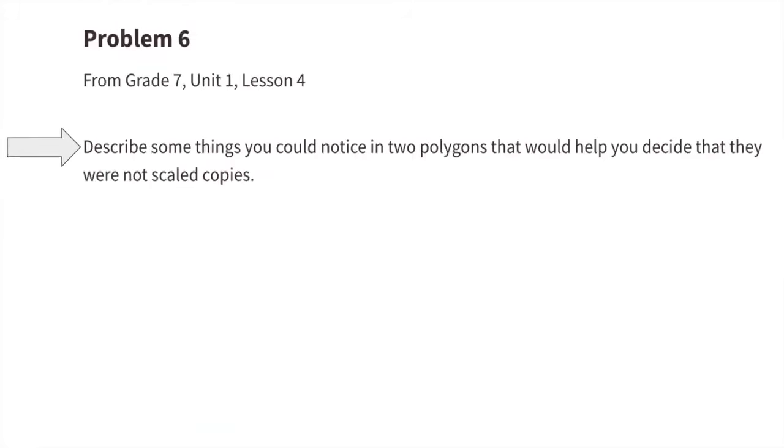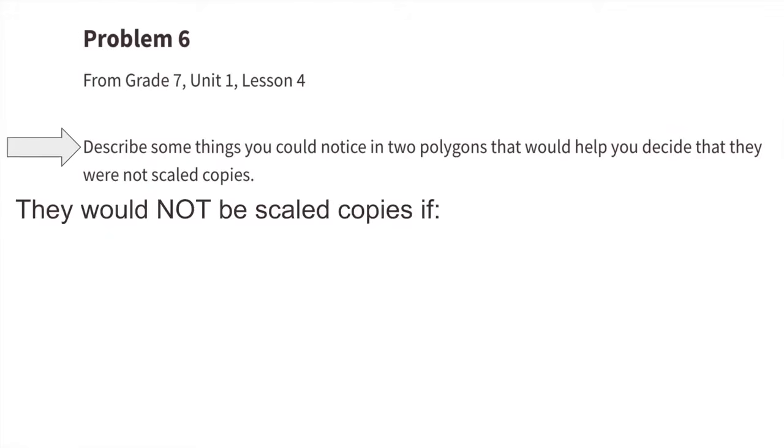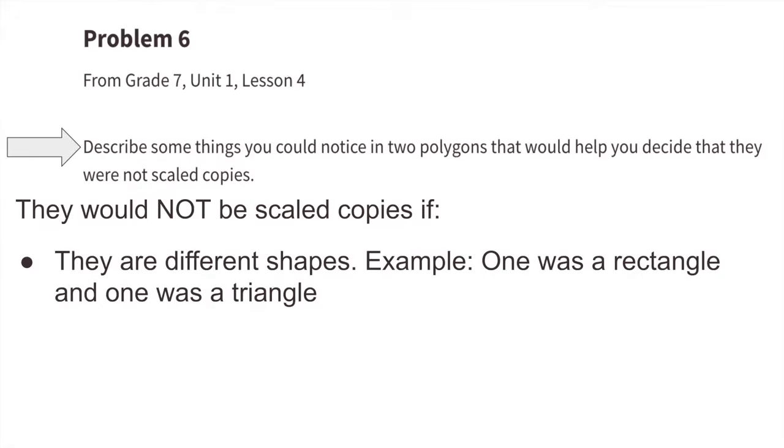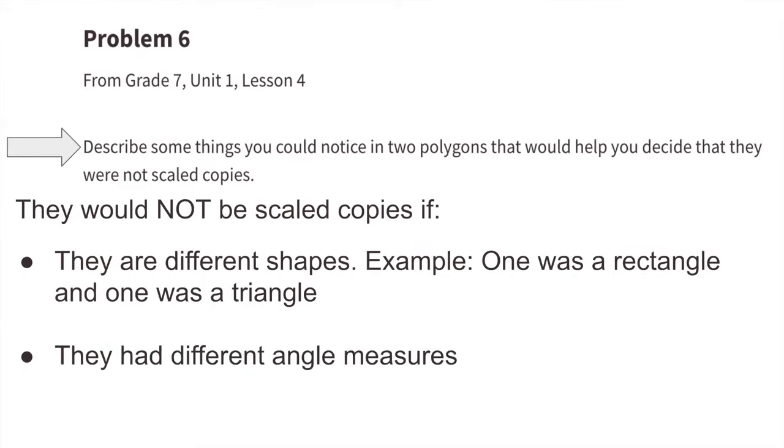Number 6. Describe some things you could notice in two polygons that would help you decide that they were not scaled copies. They would not be scaled copies if they were different shapes. Example, one was a rectangle and one was a triangle. They would not be scaled copies if they had different angle measures.